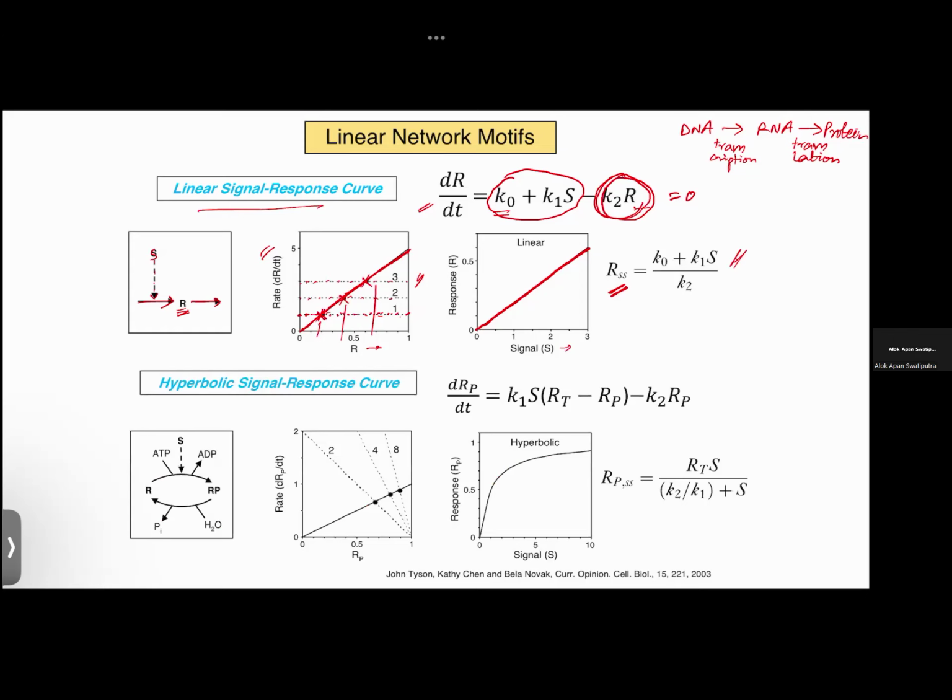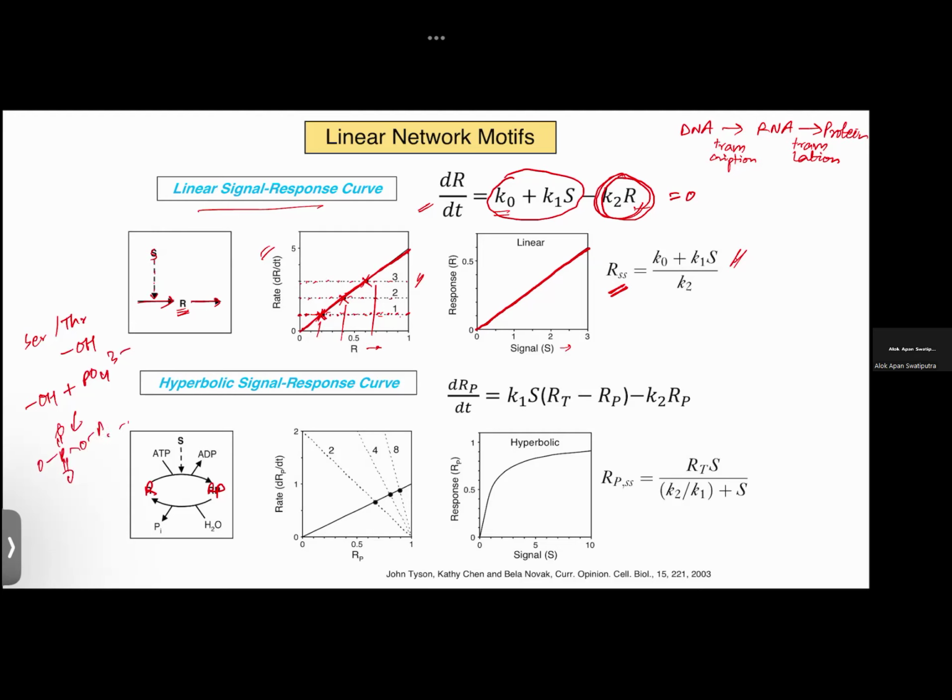We can also have something called a hyperbolic signal response. Suppose there is a protein R and it gets phosphorylated. So I call it RP. If you have an idea of amino acids, there are a few amino acids called serine and threonine, which have a free OH group. So the serine and threonine residues react with a phosphate group and they become phosphorylated.